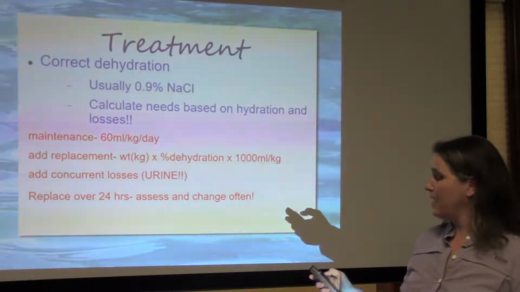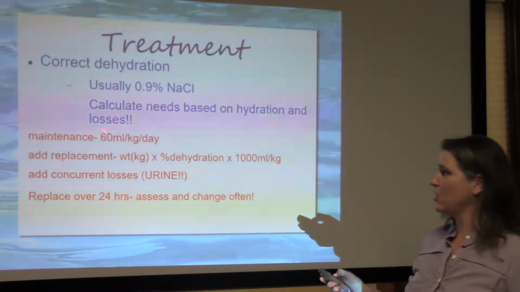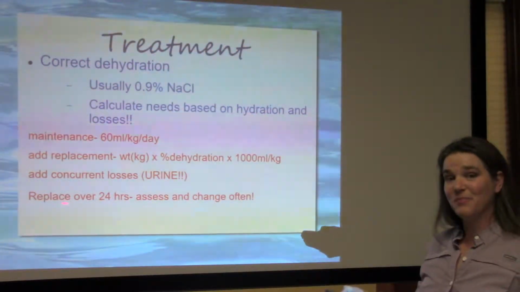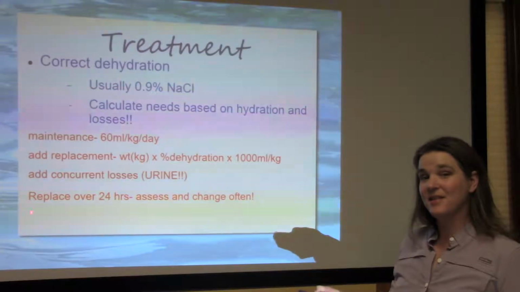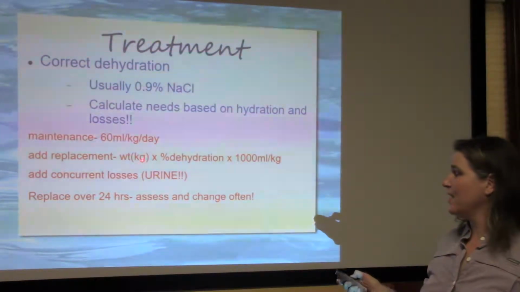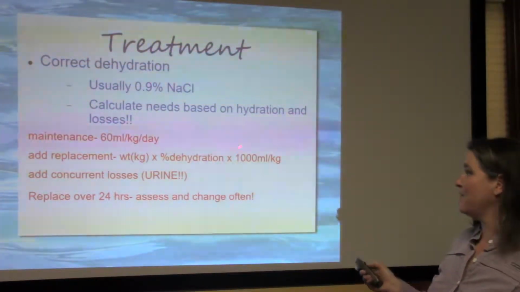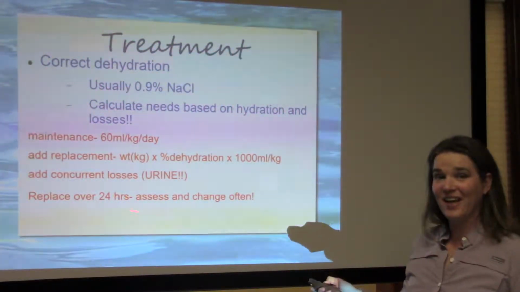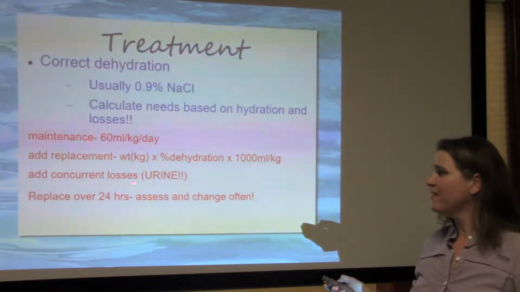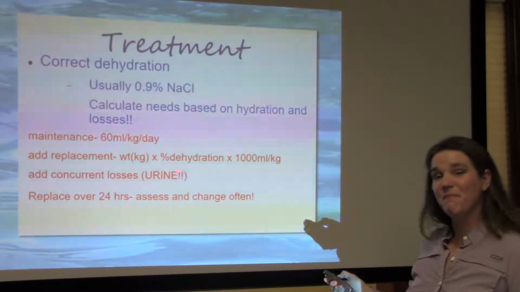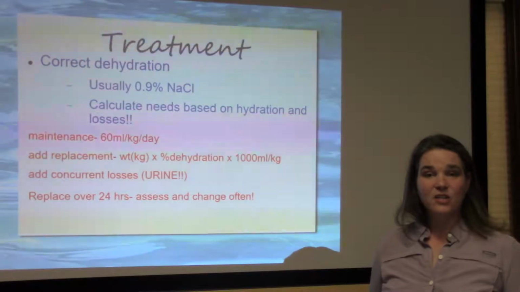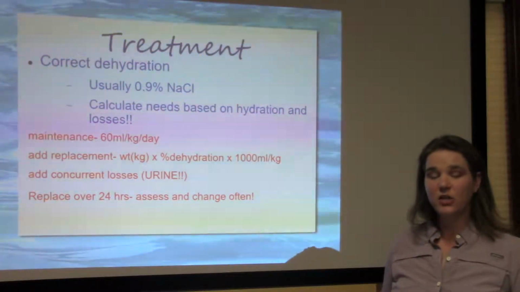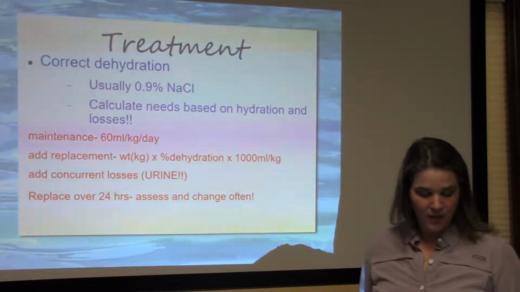You have to calculate maintenance, which I usually use 60 mils per kg per day. You have to add the replacement of what they are already missing from dehydration, so their weight in kgs times the percent dehydration times 1,000 mils per kg. This number always ends up shockingly high. You have to add concurrent losses. You have to measure the urine in these guys, and I like to do that by weighing their pee pads or placing a urinary catheter and actually collecting their urine in a urine bag and measuring it.